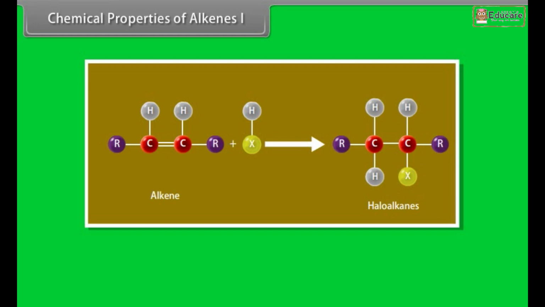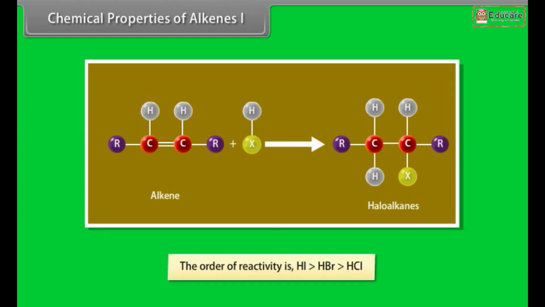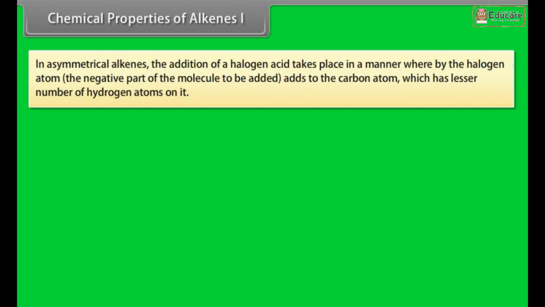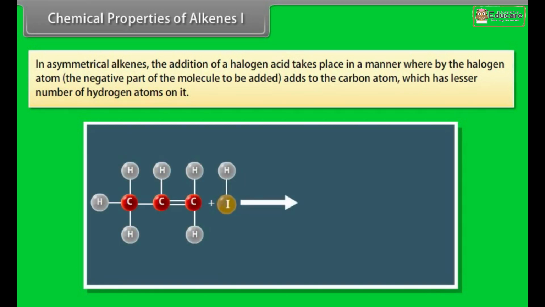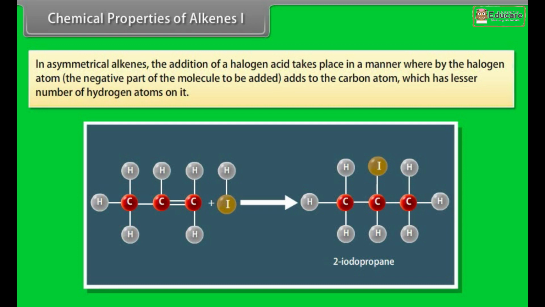Addition of halogen acids. Alkenes with concentrated aqueous solutions of halogen acids give haloalkanes. The order of reactivity is HI is greater than HBr is greater than HCl. In asymmetrical alkenes, the addition of a halogen acid takes place in a manner whereby the halogen atom, the negative part of the molecule to be added, adds to the carbon atom which has the lesser number of hydrogen atoms on it. For example, in the case of propene, the product obtained is 2-iodopropane and not 1-iodopropane. This rule of addition of halogen acids to an asymmetrical alkene is known as Markovnikov's rule.